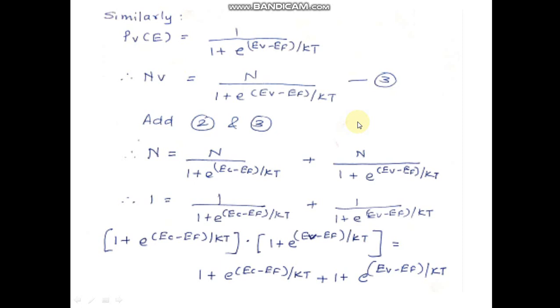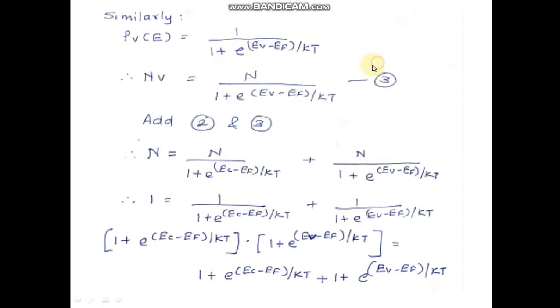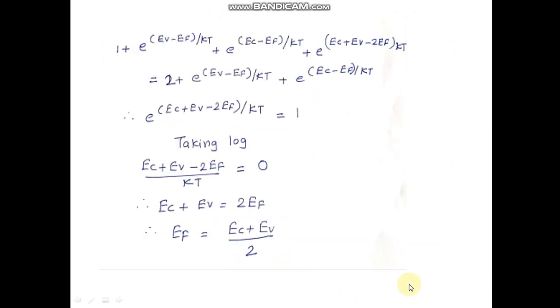We add both the equations, that is Nc plus Nv, and then we can see that we get a common N. Therefore, we can write 1 is equal to 1 upon 1 plus e raised to (Ec minus Ef) upon kT plus 1 upon 1 plus e raised to (Ev minus Ef) upon kT. Taking the LCM, we have to multiply the denominators and add the numerators. So we have added and multiplied.